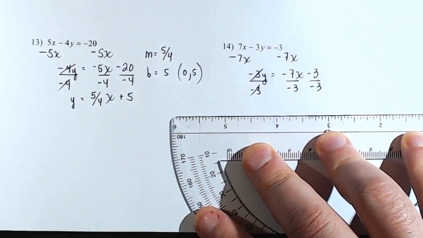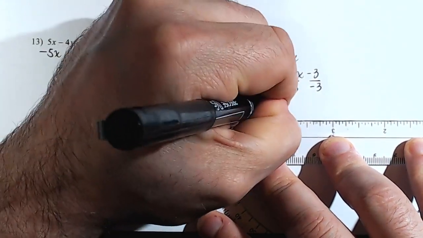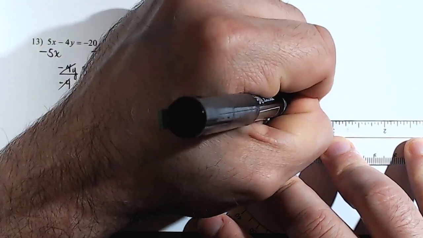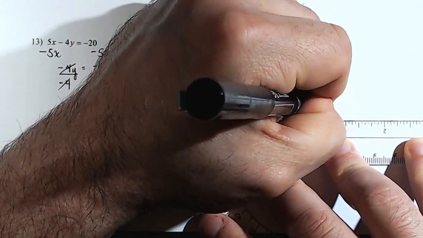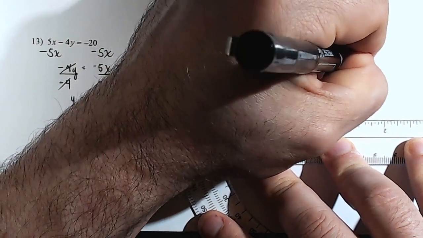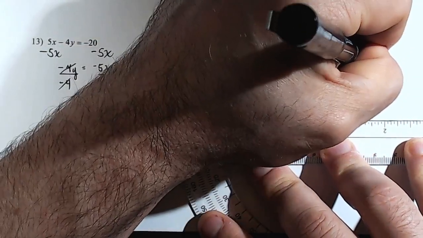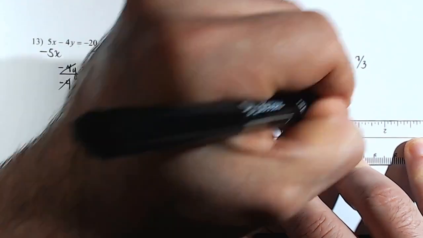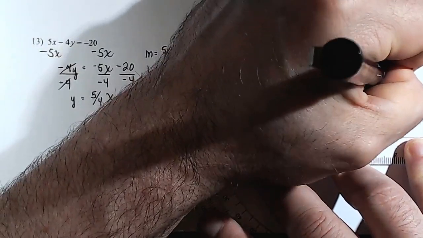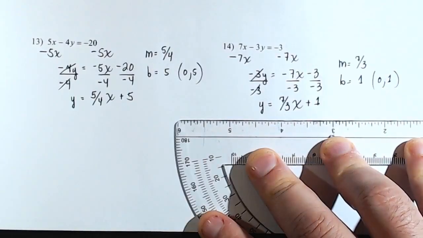Cancel out the negative 3s on the left. You get y equals 7 over 3x plus 1. Negative 3 over negative 3 is positive 1. So m equals 7/3 and b equals 1, which can be plotted as (0, 1). That's number 14.